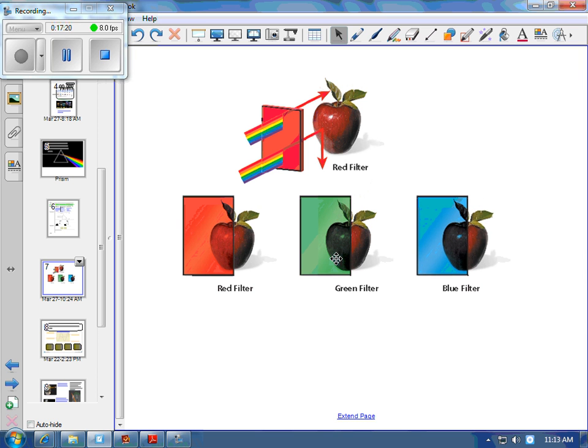Likewise, with this green filter, all of the colors are absorbed into that green filter except for green. However, the apple is not green. The apple is red, but there is no red light to bounce off of the apple. So you see the apple as being black behind that green filter. The same thing with the blue filter. All of the colors of the light have been absorbed into the blue filter except for blue. Well, the apple isn't blue, so the apple appears to be black behind it.